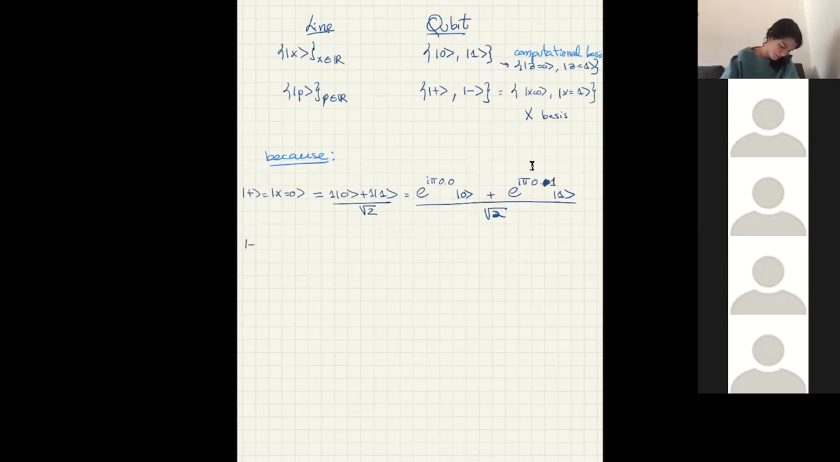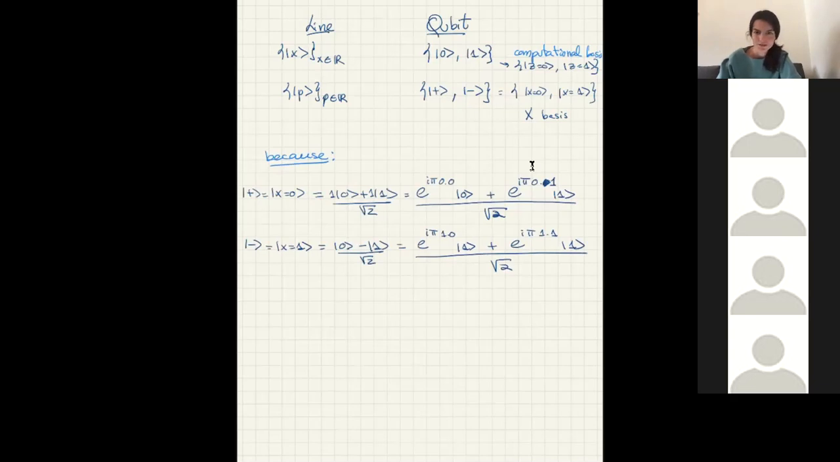If you want to express the state minus, which is x equals 1, in terms of the Z computational basis states, that's 0 minus 1 over square root of 2, which we can express in a more complicated way as e^{iπ·0}, 0, 1 plus e^{iπ·1}, 1, 1 over square root of 2. Okay. Because this is just minus 1.